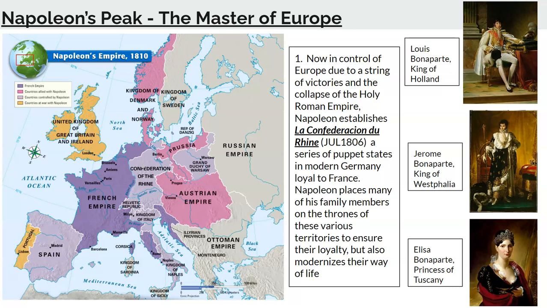And we have La Confédération du Rhin, where he creates a system of puppet states in charge of Europe, but under French control.